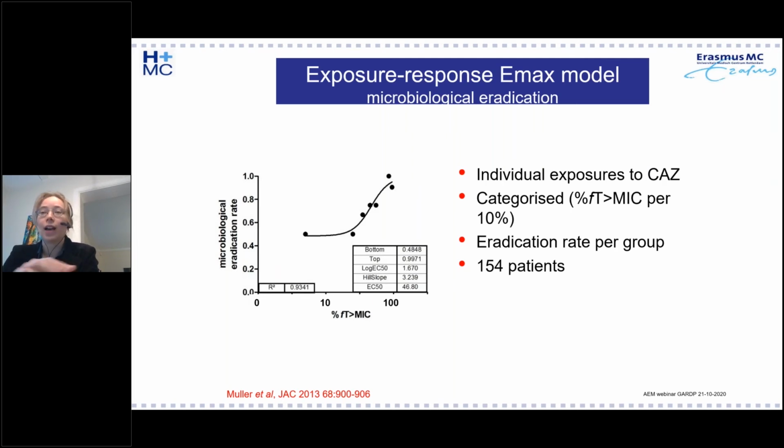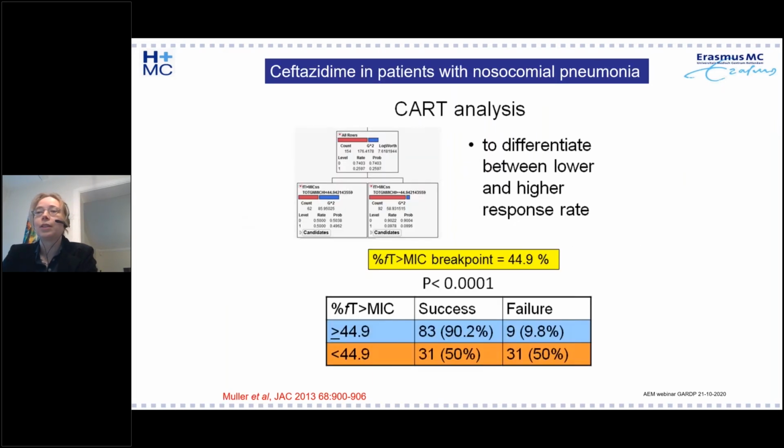But then it's the question, what is the minimum value that is needed? And to see that, you can do a CART analysis to differentiate between a lower and higher response rate. And in this case, the breakpoint for time above MIC needed is about 45%. And that is similar to the value that we've seen in mouse models. So that's a nice example that it's not just exposure in mice, but that we can confirm these values also in clinical patients.